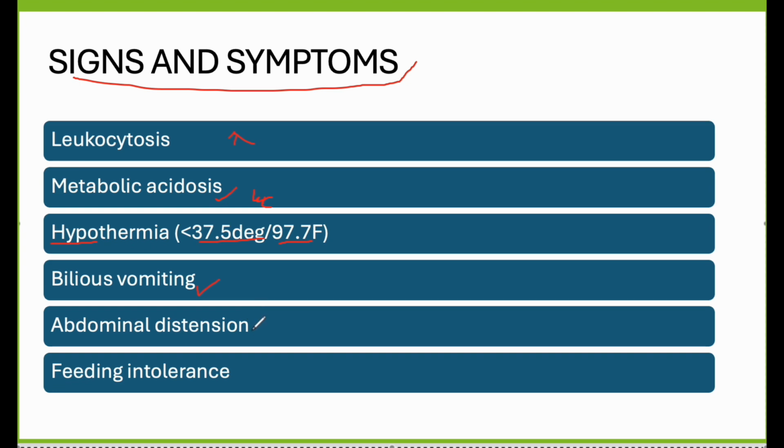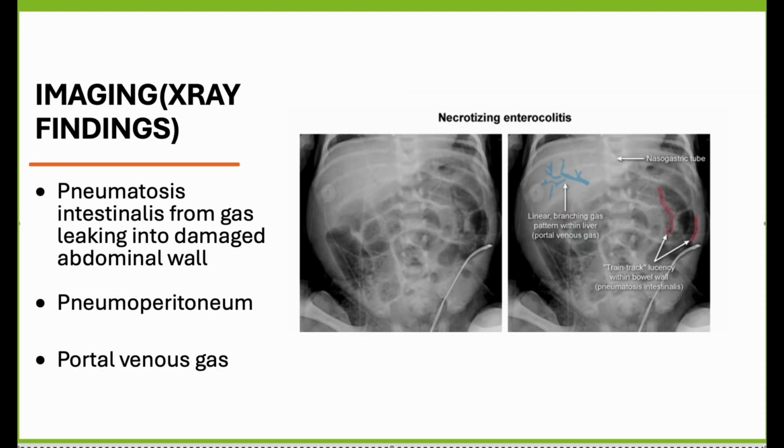Again, with the same explanation, abdominal distension can occur with all the inflammation and edema going on. Lastly, there is feeding intolerance, because the patient is lethargic and very weak and has lost appetite, so feeding becomes difficult for such patients. Now, the imaging of choice in necrotizing enterocolitis is going to be an X-ray.